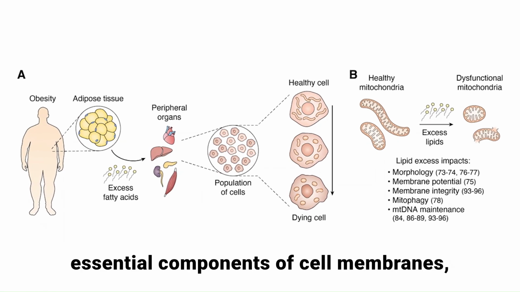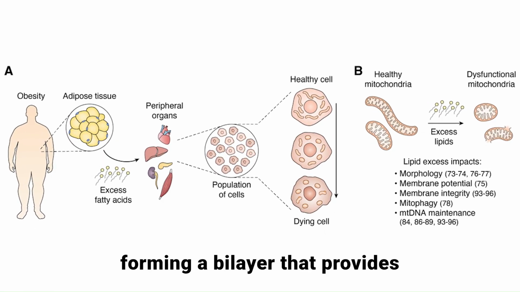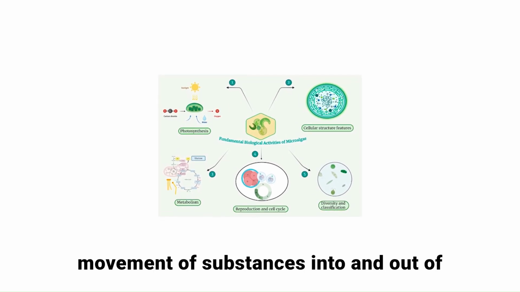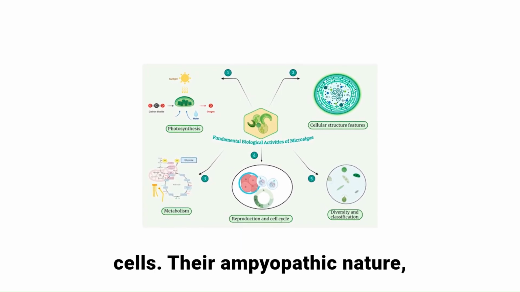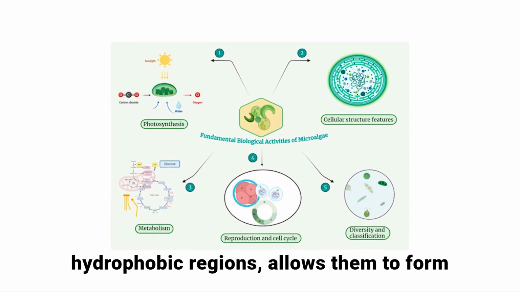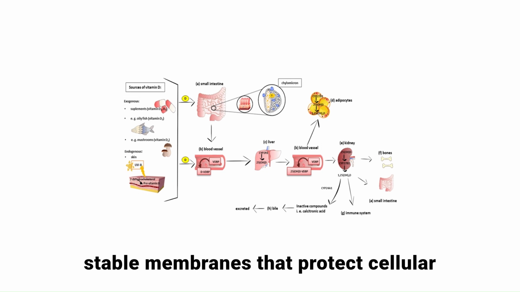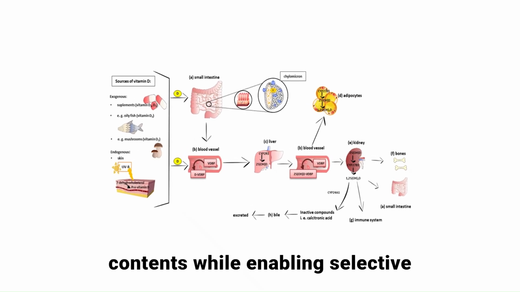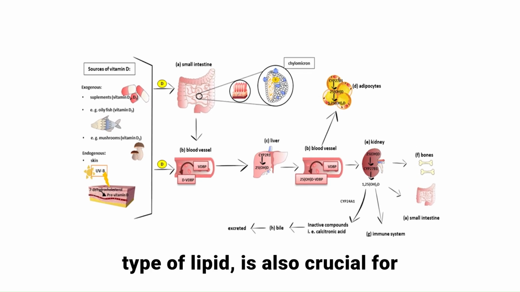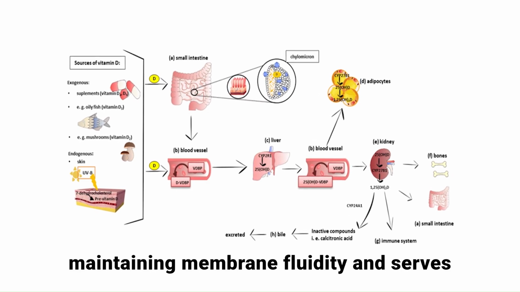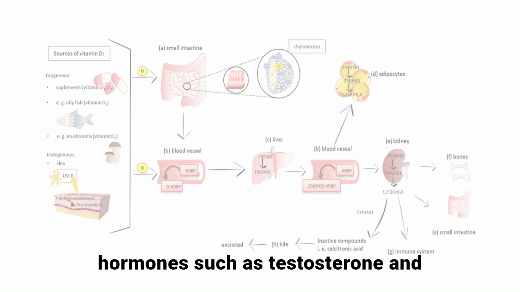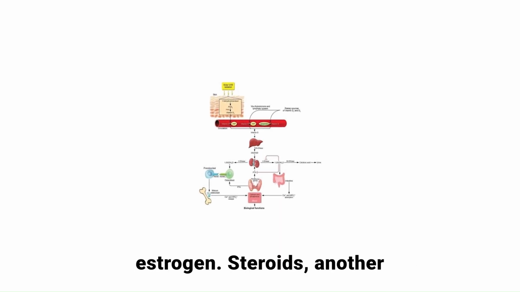Phospholipids are essential components of cell membranes, forming a bilayer that provides structural integrity and regulates the movement of substances into and out of cells. Their amphipathic nature, meaning they have both hydrophilic and hydrophobic regions, allows them to form stable membranes that protect cellular contents while enabling selective transport. Cholesterol, a type of lipid, is also crucial for maintaining membrane fluidity and serves as a precursor for the synthesis of hormones such as testosterone and estrogen.